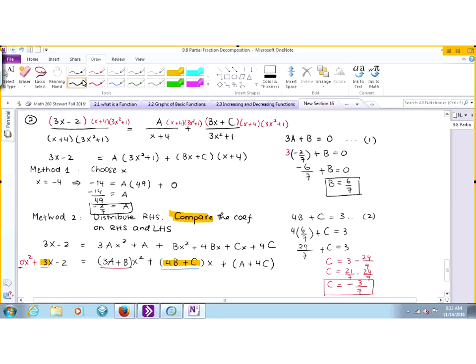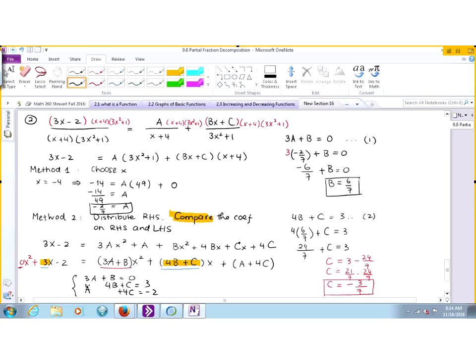So what's my answer? I'm sorry, I didn't write it down. That's right. But it will be harder, you know why? Because this is the equation that you will have: 3a plus b is equal to 0, and 4b plus c is equal to 3, and the last one would be A plus 4c is equal to negative 2. So this is a 3 by 3 system, which is a little bit harder to solve.